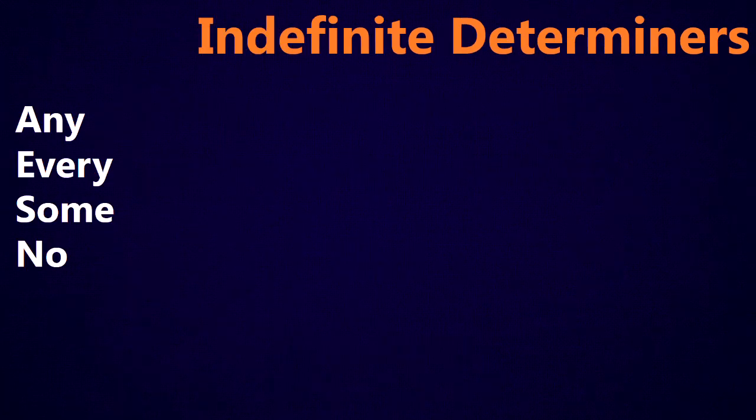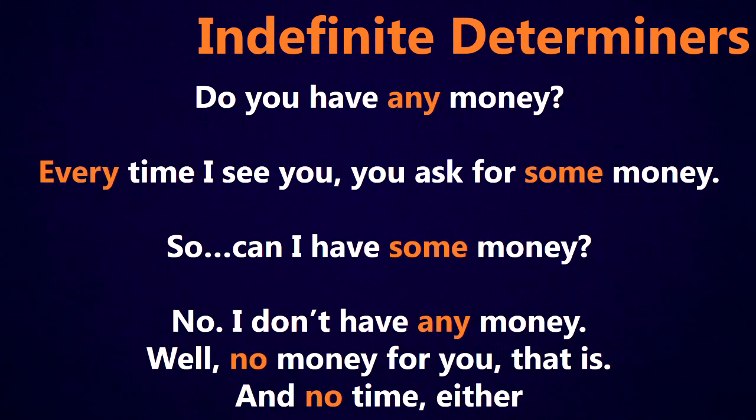The indefinite determiners, like the indefinite pronouns: any, every, some, and no. So do you have any money? See, I don't know if you have any money or not. So I have to say any. Now, if I know that you do have money, I can say, do you have some money? Do you have any money? Every time I see you, you ask for some money. So every is describing time, which is a noun. Any is describing money, which is a noun.